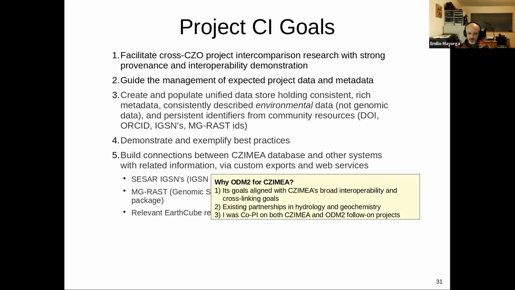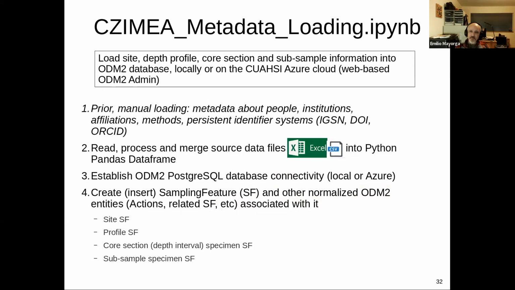Why ODM2 for this project? Its goals align with the Zymea's broad interoperability goals. There were partnerships with hydrology and geochemistry that made a lot of sense. Plus, I was a co-PI on both Zymea and ODM2. One of the resources or tools that we developed was via Jupyter Notebook, the code that used the ODM2 Python API to load data.